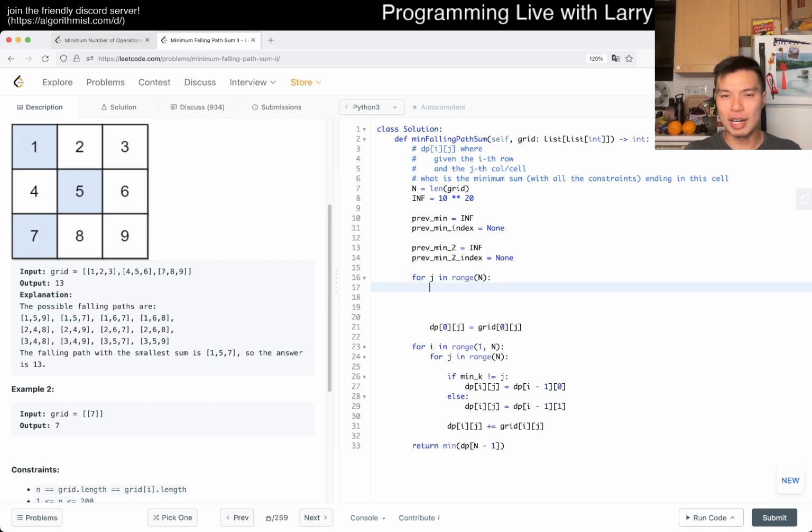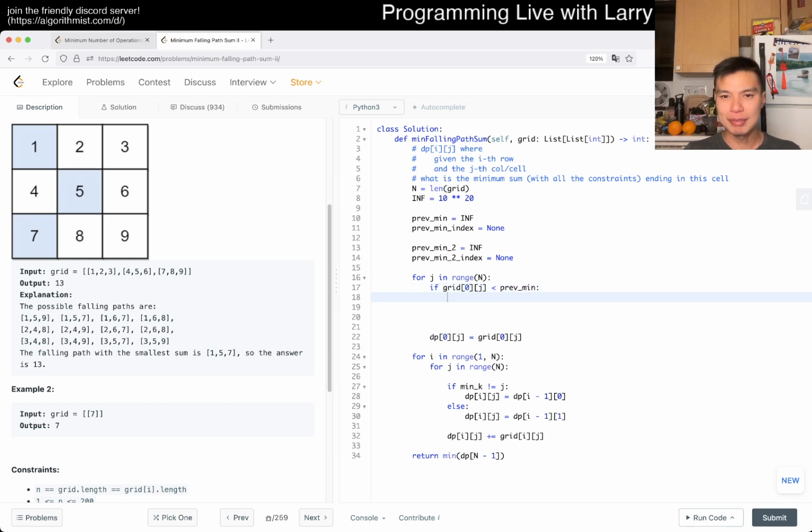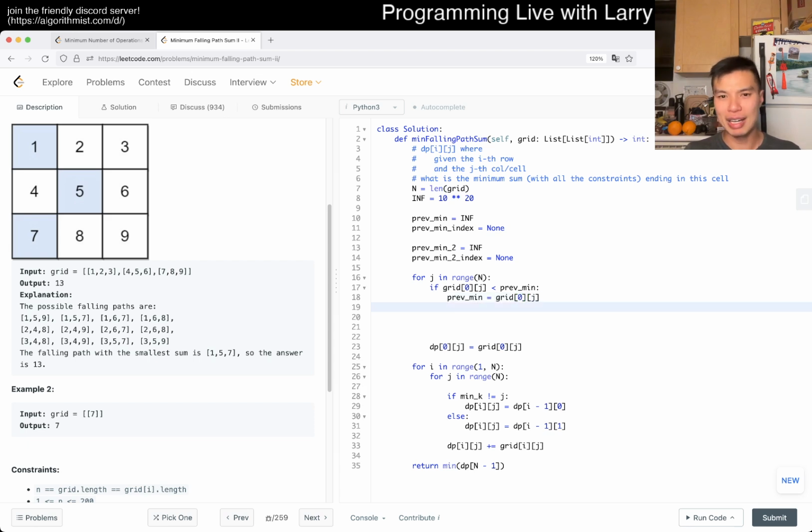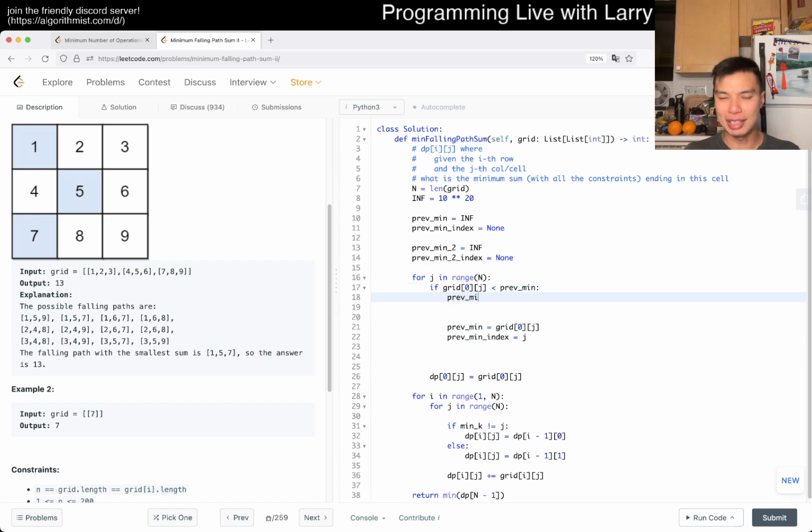And now, yeah. So if grid sub 0 sub j, and now this is the base case, if this is less than previous min, then now previous min is equal to grid of 0j, and we'll have to do it with index is equal to j, right? Something like this, right? But it's not done because now what happens to the previous min? Well, now the previous min goes to the previous min 2, right? So we can do something like this.